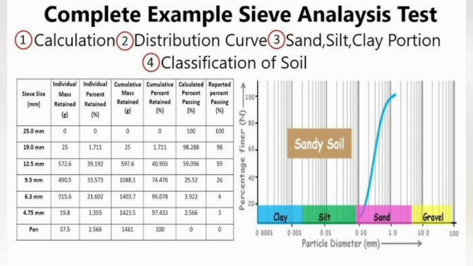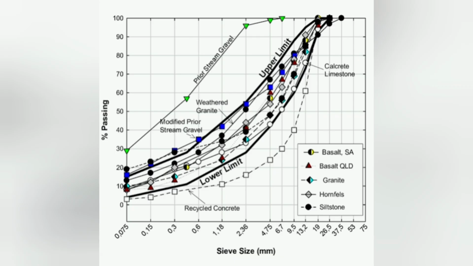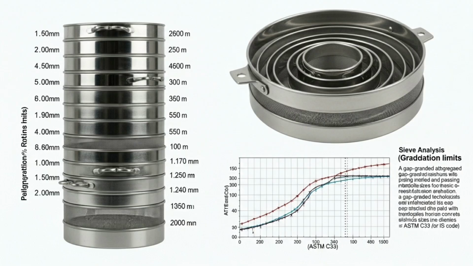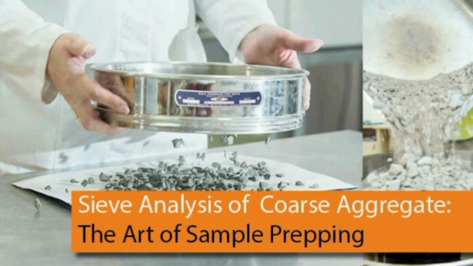We then plot this on a gradation chart and compare it to the specification limits, like those in ASTM C33 or the relevant IS code. A pro tip from concrete technologists: a gap-graded aggregate, which is missing certain intermediate sizes, will often result in a harsh mix that is difficult to finish and may be prone to segregation. The sieve analysis is your first check to see if the aggregate is even suitable for use.